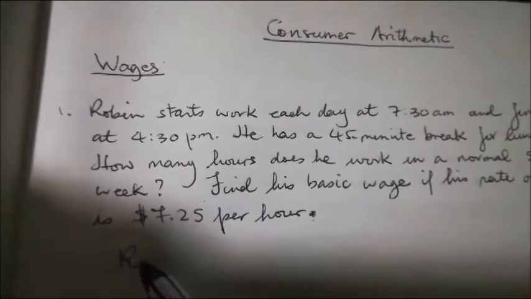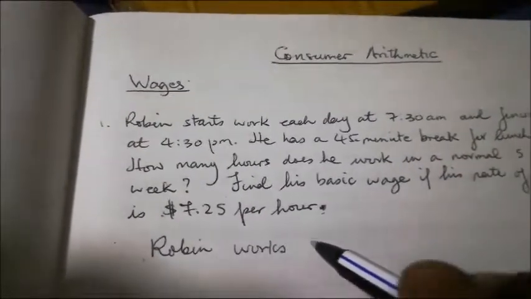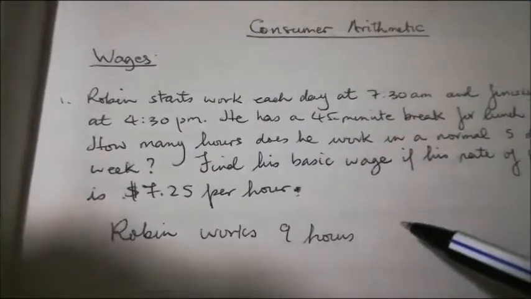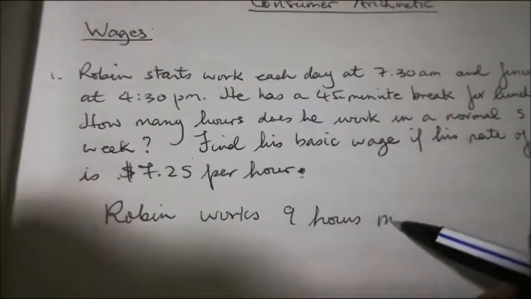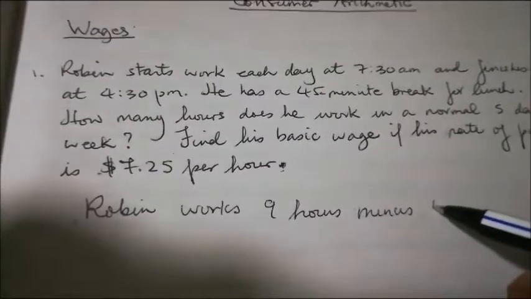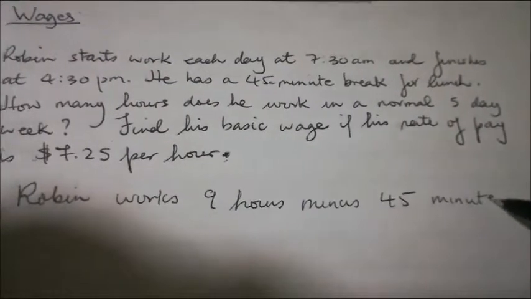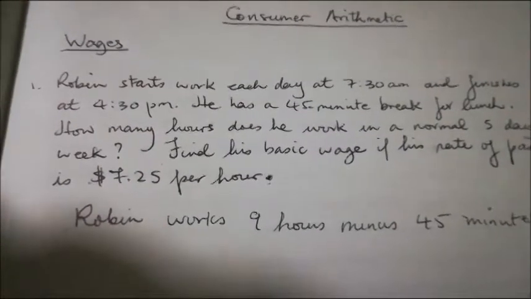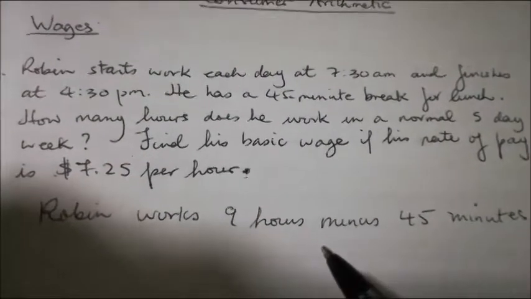from that 45 minutes. Robin works 9 hours, right? And we're going to subtract from that 45 minutes, because he's not going to be paid for his lunchtime. The company that employs him will not pay him for his lunchtime. So they're going to subtract the 45 minutes from the 9 hours.